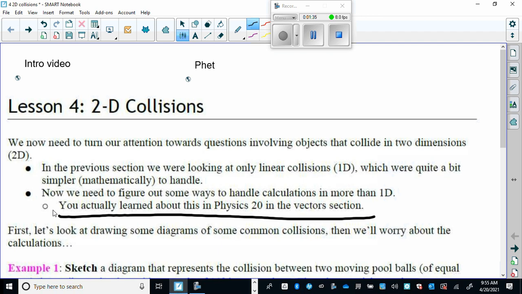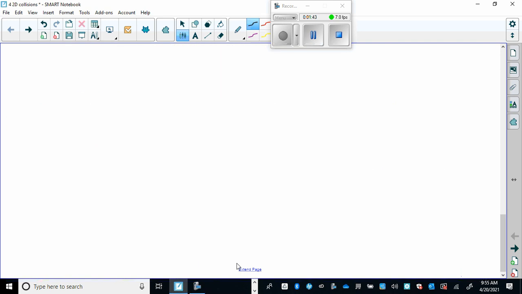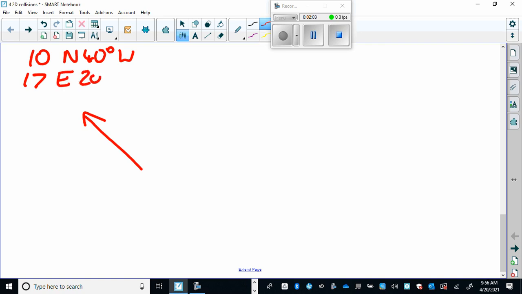Let's just quickly review. If I was in Physics 20 right now, we'd be doing a vector problem. We would be saying something like, you run 10 kilometers north, 40 degrees west, and then you run 17 kilometers east, 20 degrees north. What's your displacement, right?